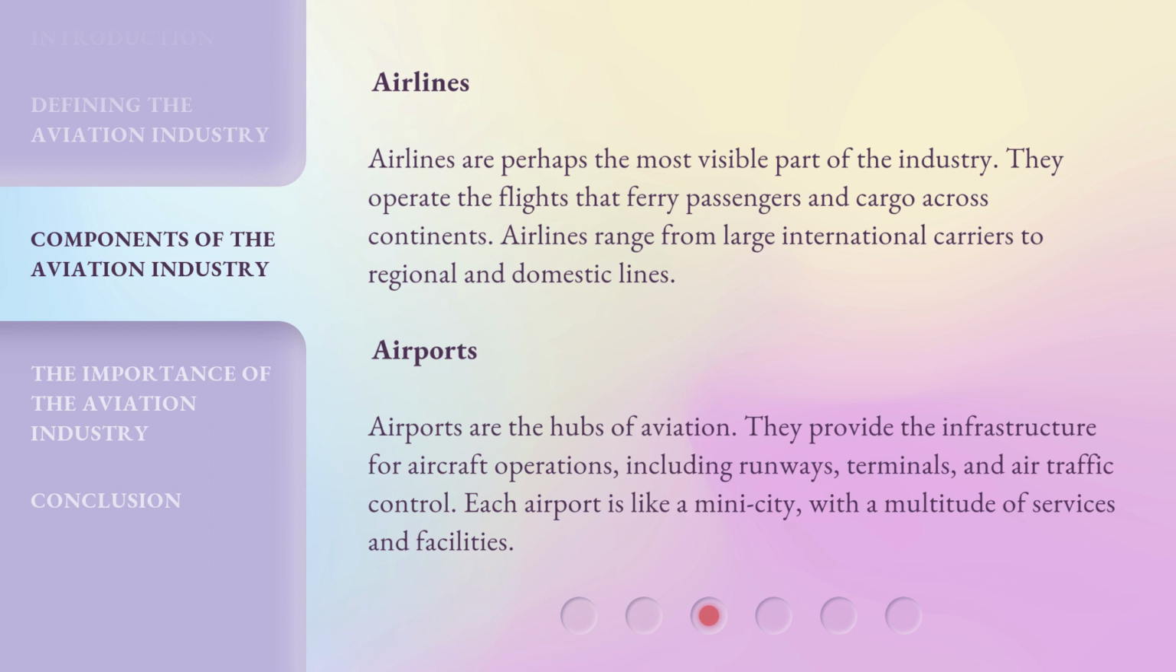Airports. Airports are the hubs of aviation. They provide the infrastructure for aircraft operations, including runways, terminals, and air traffic control. Each airport is like a mini city, with a multitude of services and facilities.